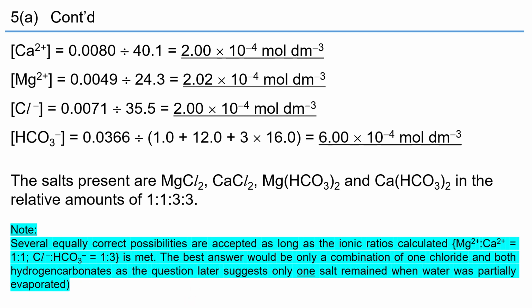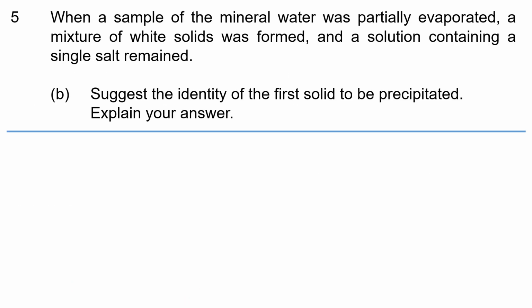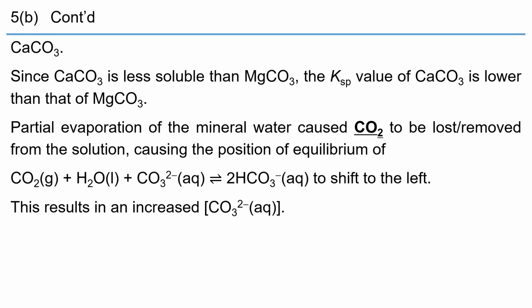Now moving on to 5b. You are told about this scenario. A sample of the mineral water was partially evaporated. A mixture of white solids was formed. A solution containing a single salt remained. Suggest the identity of the first solid to be precipitated. Explain your answer. Based on the previous part, our proposal is magnesium and calcium chloride, magnesium and calcium hydrogen carbonate. Our suggested answer here is that calcium carbonate is the first salt to be precipitated. Now why?